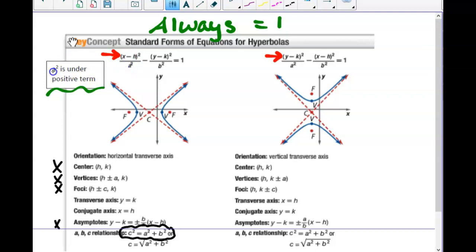All right. It says right up here on your reference sheet that a squared is underneath the positive term. Do you see when this one starts with an x minus h, the a squared is under the x term? When it starts with a y minus k, and then back here it's minus x minus h, the a squared is under the y term. Where that a squared is, whether the x is positive, it's going to open around the x-axis, like left and right, okay? When the y is what's out in front and it's positive, it's going to open up and down around the y-axis. Everybody see the difference between those so that you can tell which way it's going to open.